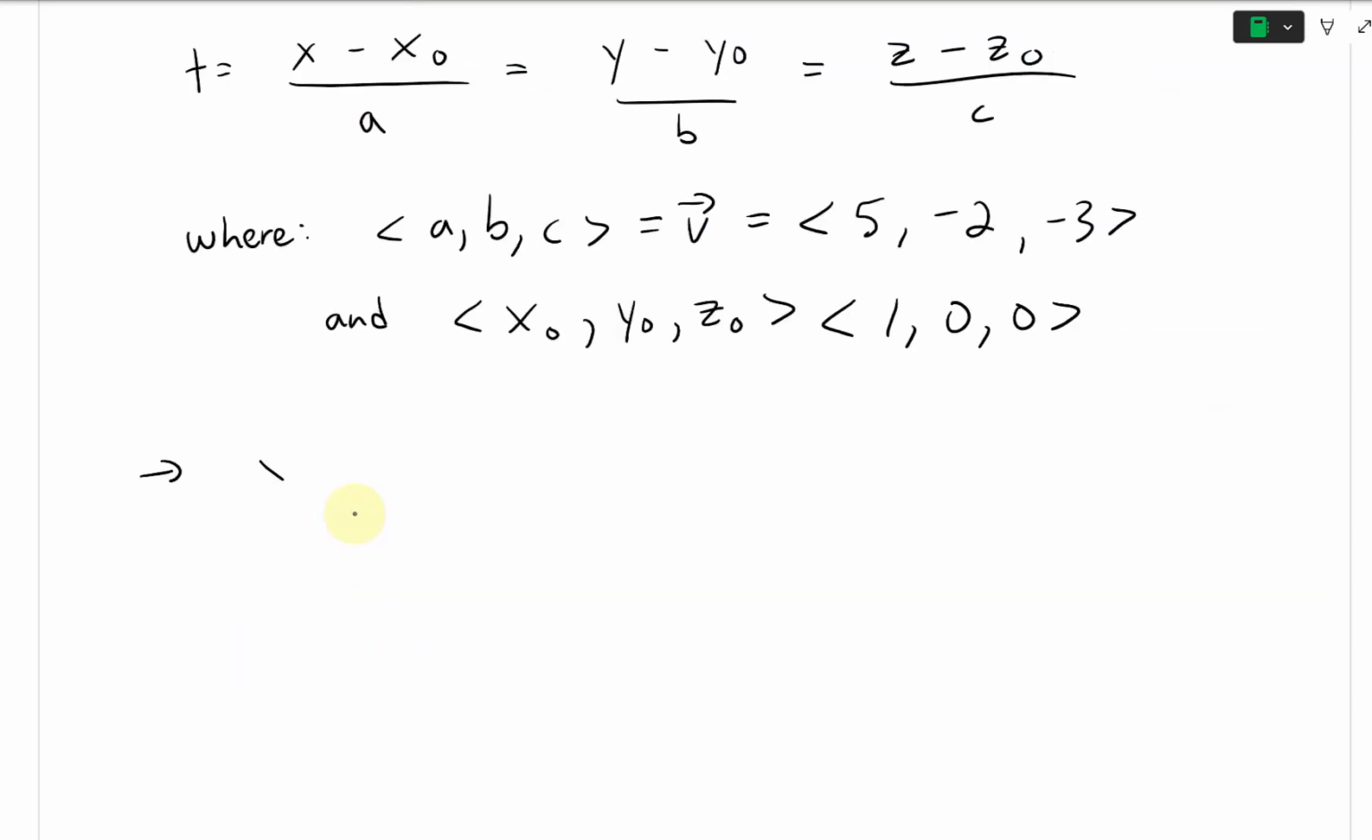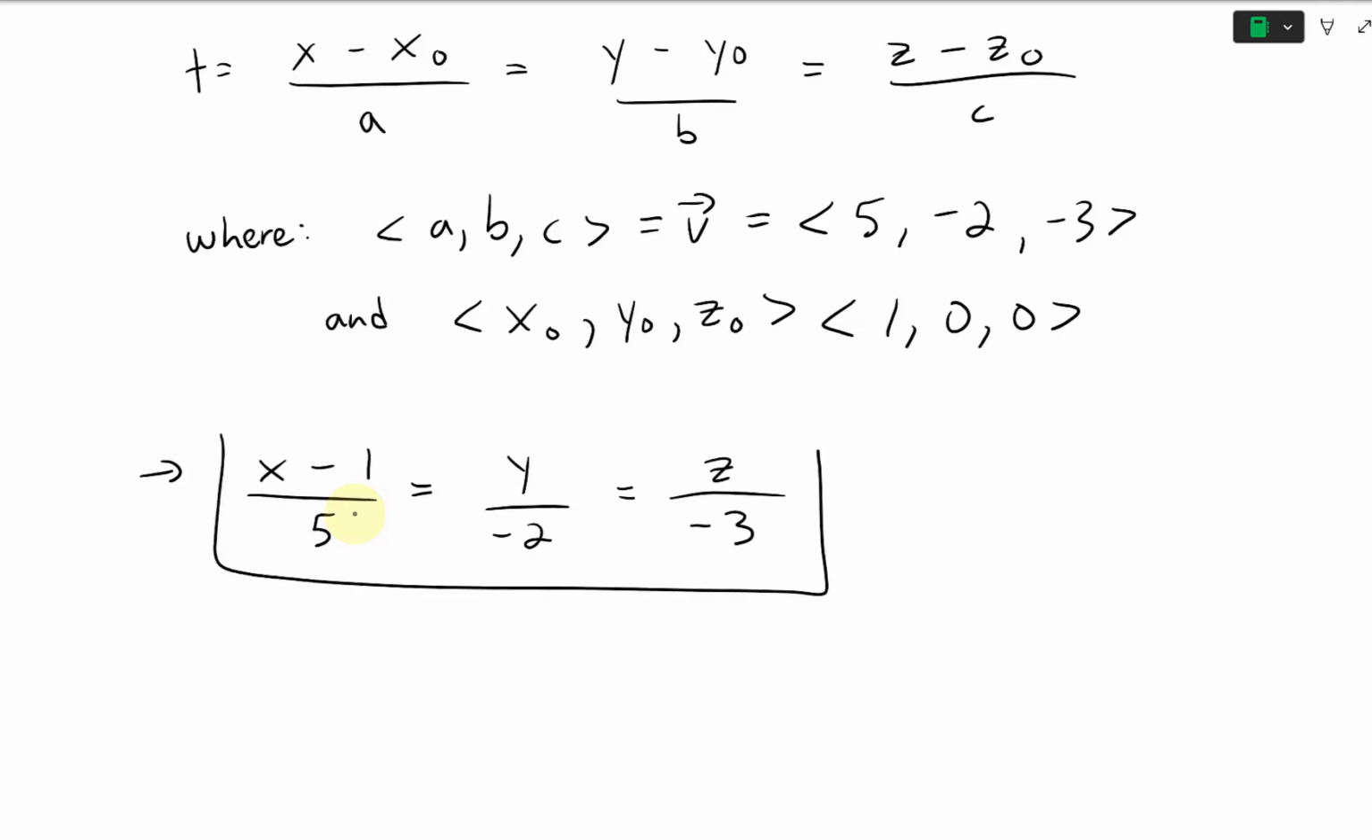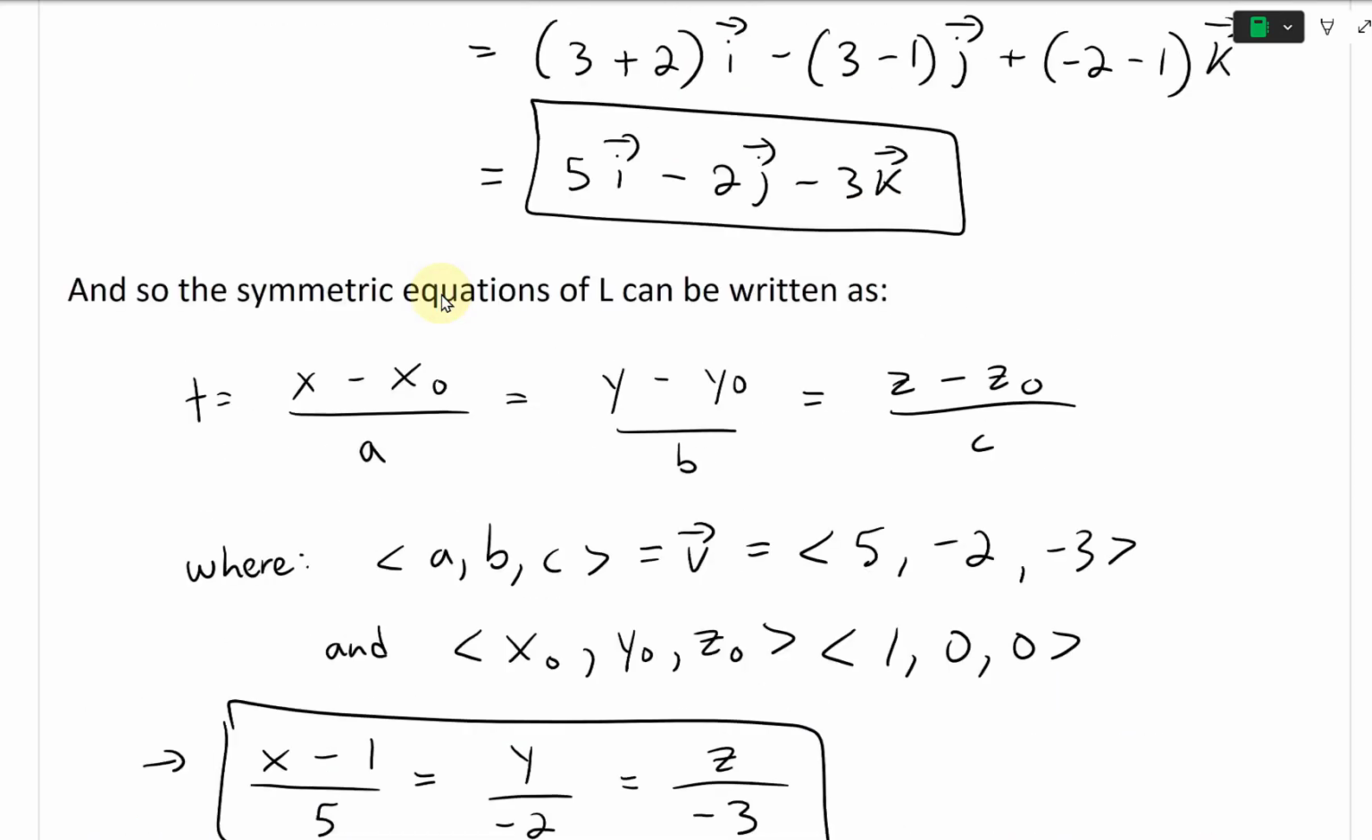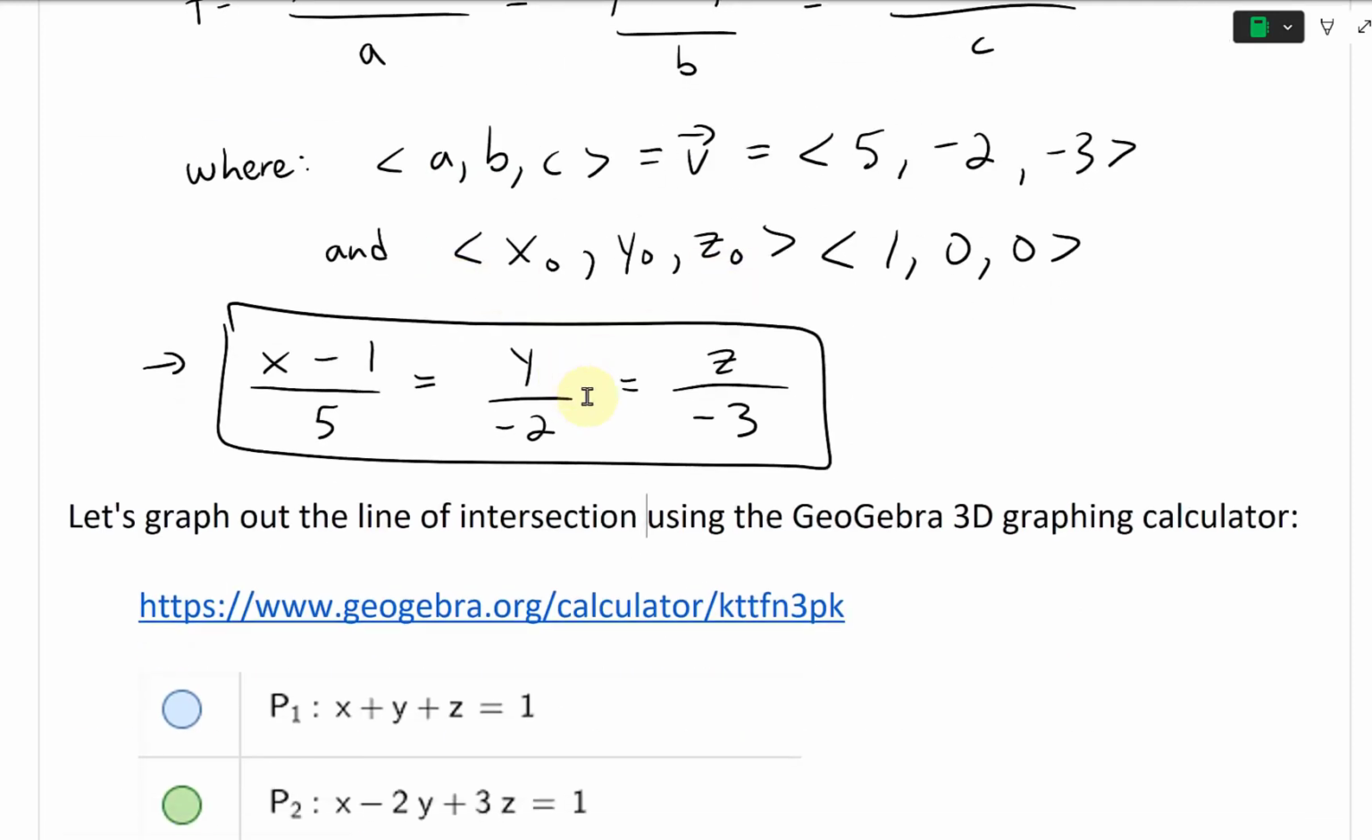We get x minus x0, which is x minus 1, over a, which is 5. This equals y minus 0, which is just y, divided by b, which is negative 2. And then this equals z minus 0, which is just z, divided by c, which is negative 3. So there's our symmetric equations. Alright, so then we have the symmetric equations.